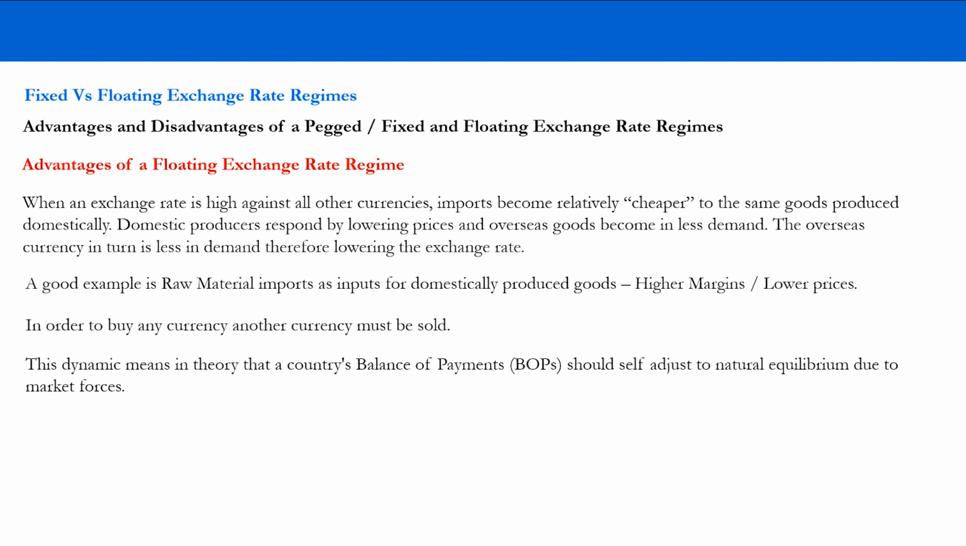In order to buy any currency, another currency must be sold first. It happens automatically. And in this dynamic theory, it means that a country's balance of payments should always be self-adjusting to some sort of natural equilibrium determined by market forces.